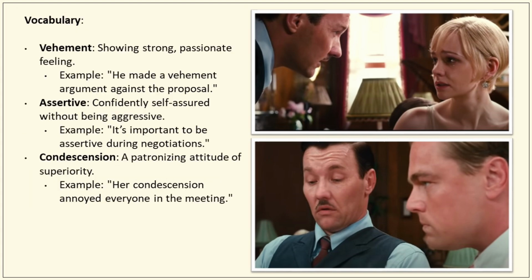Let's look at the vocabulary we have learnt. Vehement. It means showing strong, passionate feeling. He made a vehement argument against the proposal. Assertive. It means confidently self-assured without being aggressive. It's important to be assertive during negotiations. Condescension. It means a patronizing attitude of superiority. Her condescension annoyed everyone in the meeting.